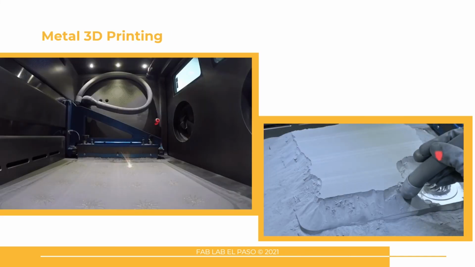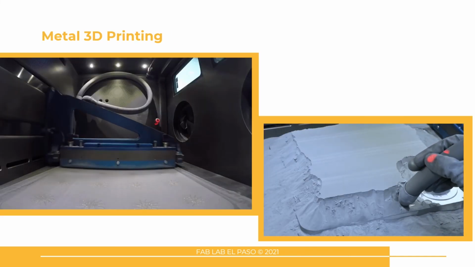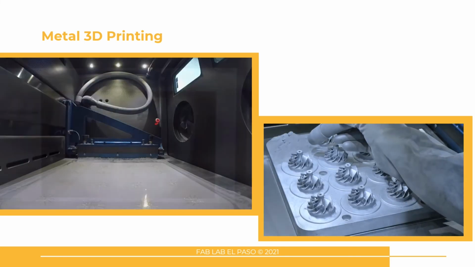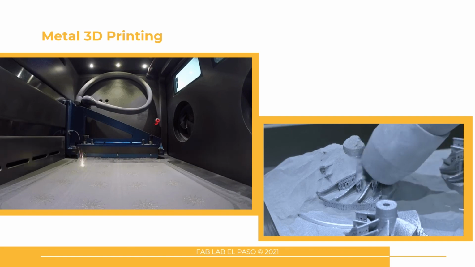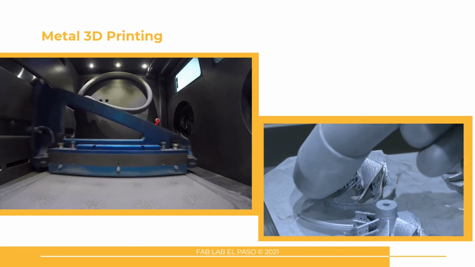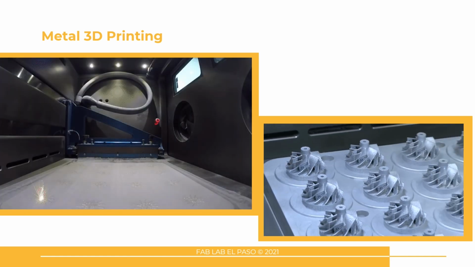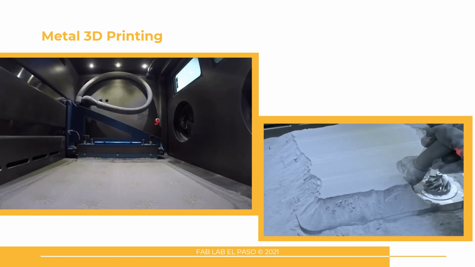The previous methods of metal manufacturing are called subtractive or formative manufacturing, meaning material is removed or reworked to create a final product. Metal 3D printing is a form of additive manufacturing, which means material is added layer by layer to create the final product.